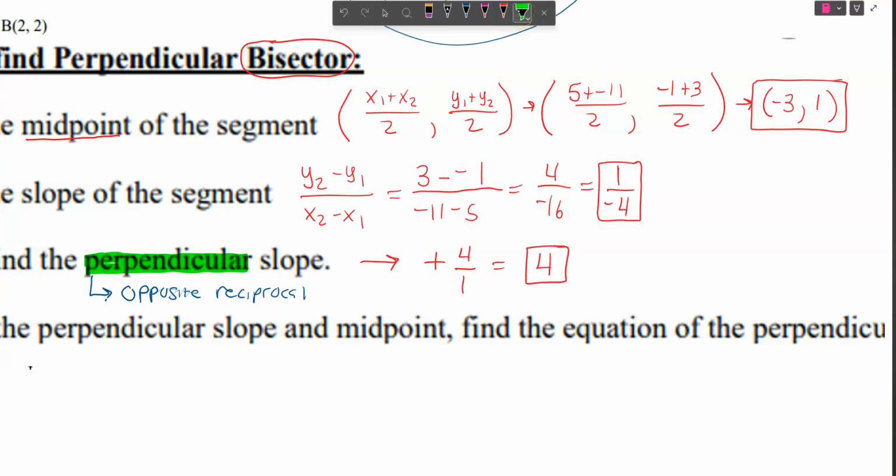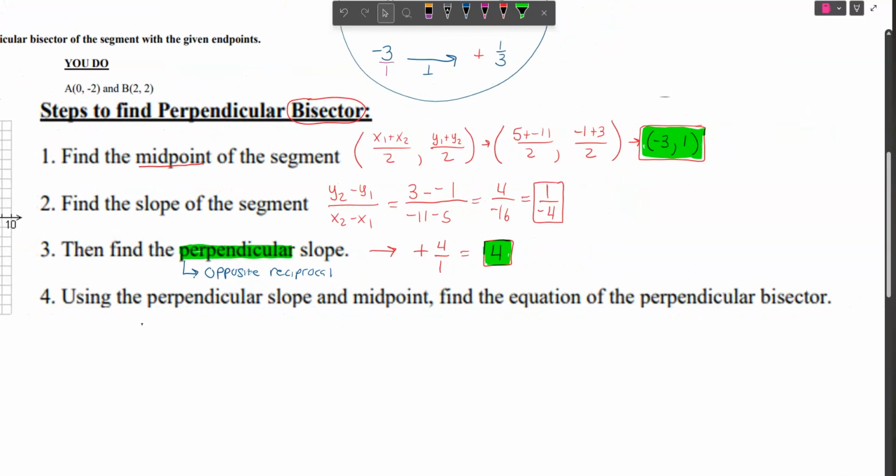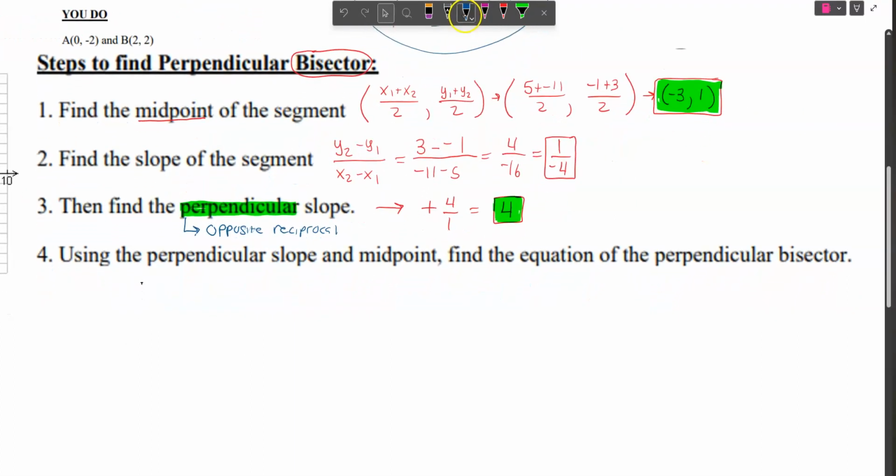Now, the two important numbers we need here to create the equation of our line is a point in which the line goes through, which we now know is negative 3, 1. That's the midpoint. And the second is going to be what the slope is. So I now know the slope of my line is 4. So the last step we need to do, number 4, is to find the equation of the line. And then we'll graph it to confirm that it looks right. So to find the equation of a line, in slope-intercept form, we're going to write y equals mx plus b.